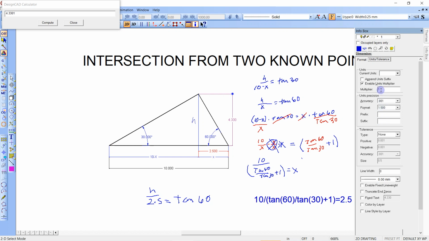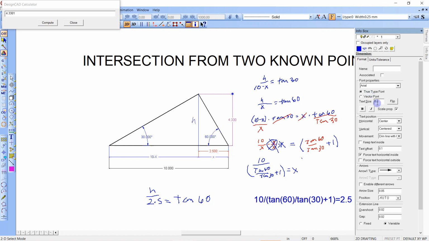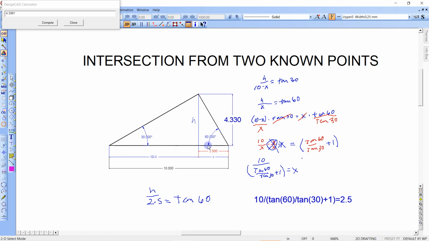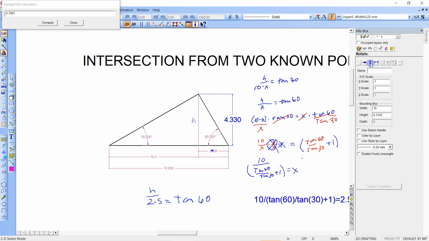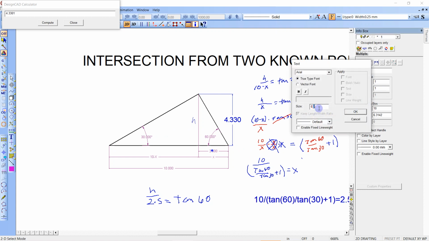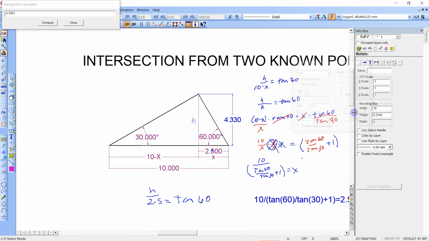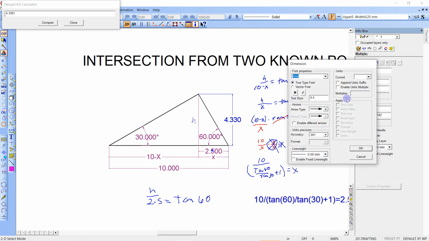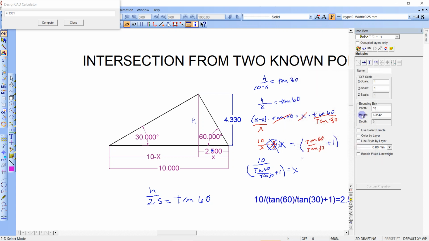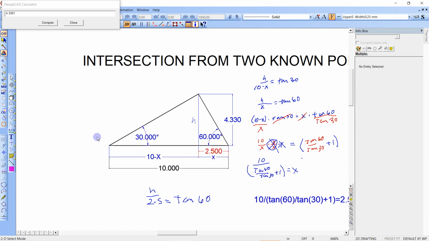Maybe you can see that better. All of these should be a little bigger. Text will be bigger, maybe it'll be too big. Dimension could be bigger. And arrows, that's fine. And that's how you do it.